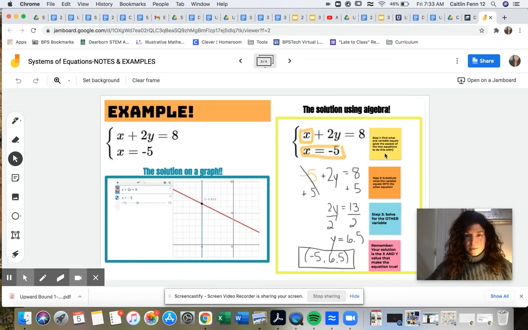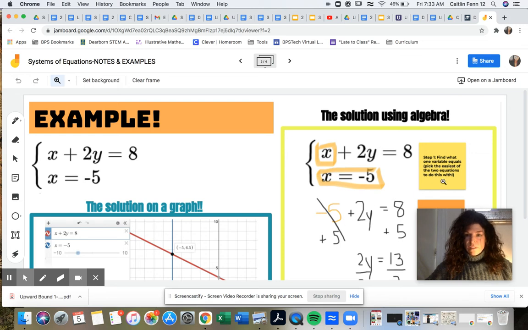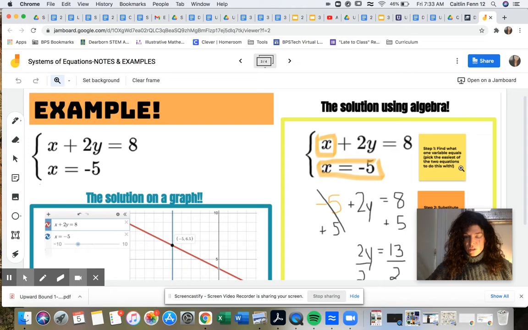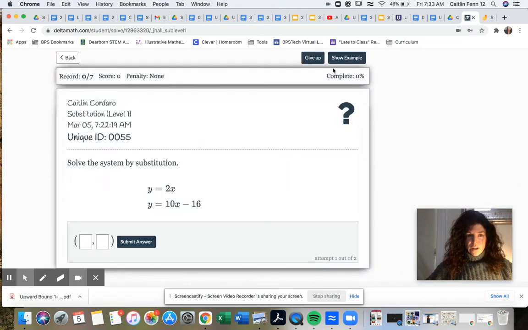The first step is to find what one of the variables equals. Pick the easiest of the two equations to do this with. So here we go. Find what one of the variables equals. One of the variables, here we go, y equals 2x. That's what one of the variables equals.